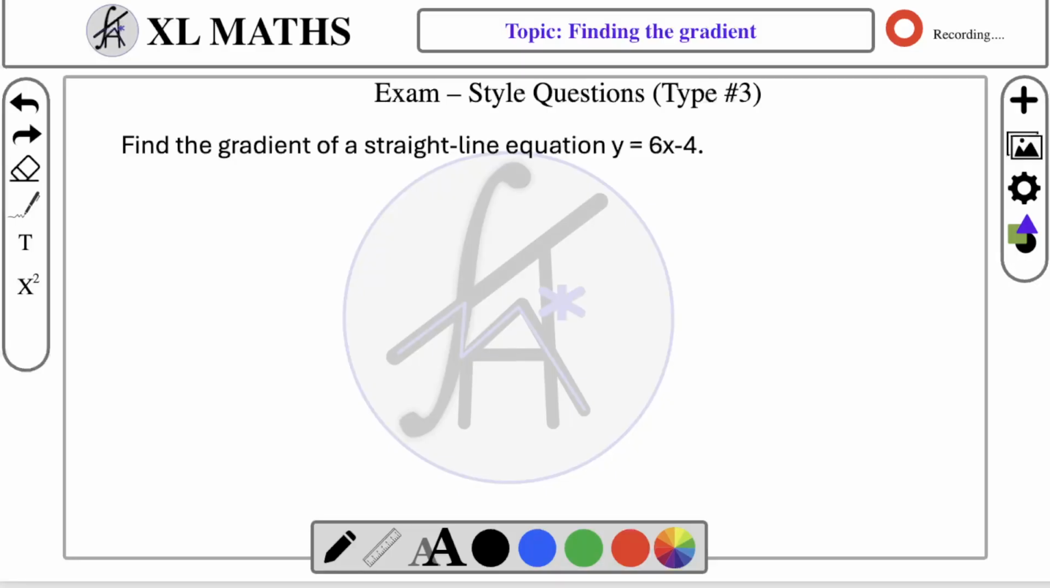Type 3: when the equation of a straight line is given and you have to find the gradient, it is so easy to just look and say the answer. So what do we have technically? Do you know the straight line?